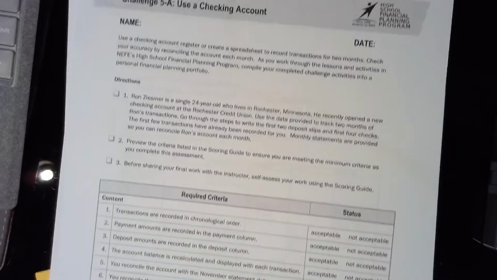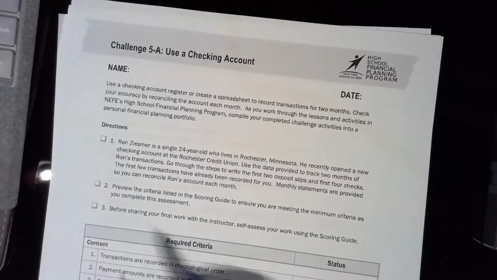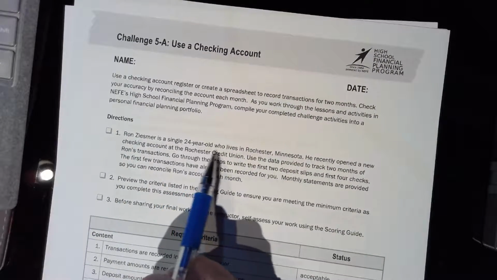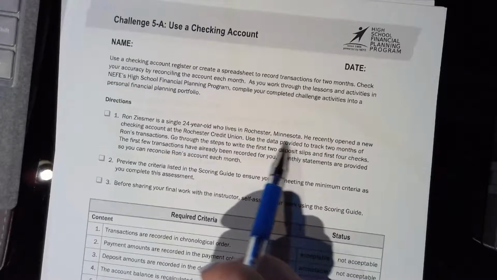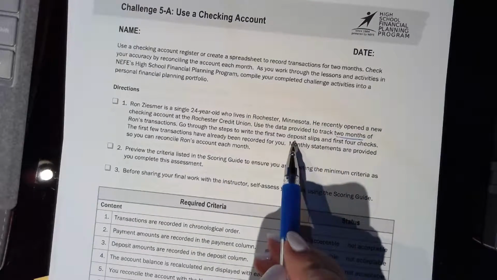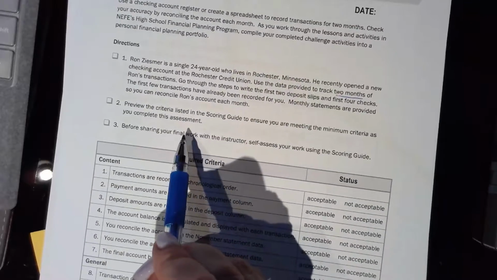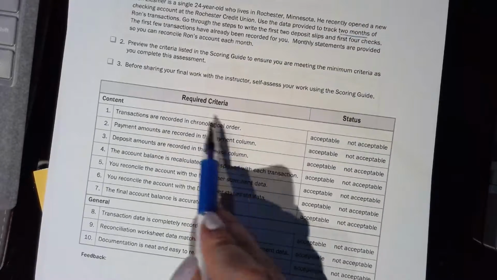Okay, here's your homework solutions for Challenge 5A. Let's see, Ron is a single 24-year-old who opened a new checking account, and we want to look at 2 months of Ron's transactions, and we've got deposit slips and checks. And here's what we're going to be looking for in this assignment.